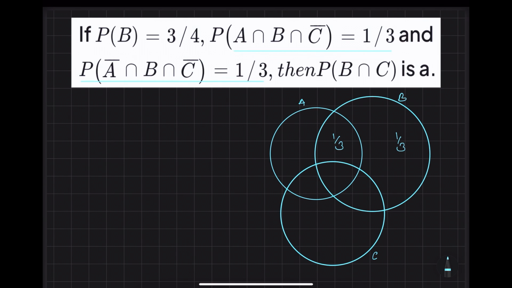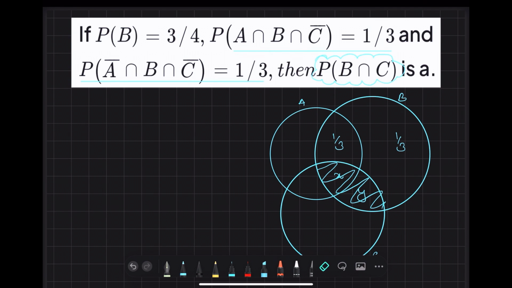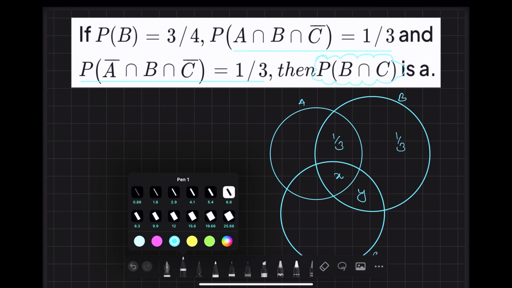So suppose for the time being this is X and this is Y, and we have to find out B intersection C. So if you observe, this is B intersection C. Correct? So we have to find out the value of X plus Y.